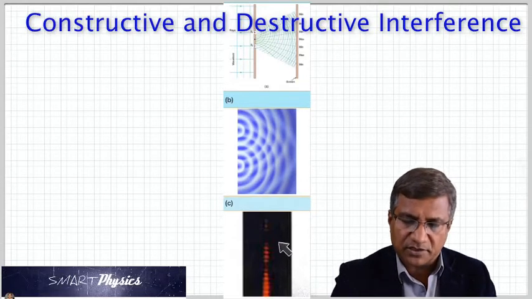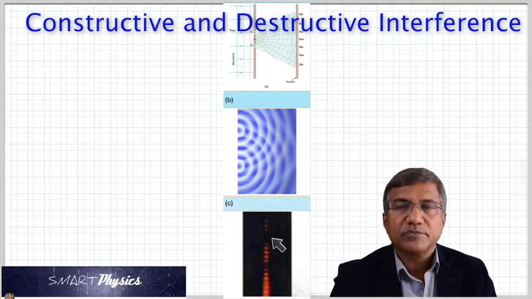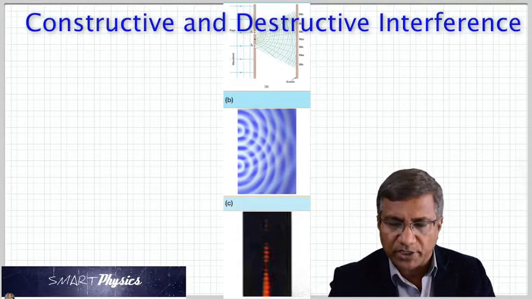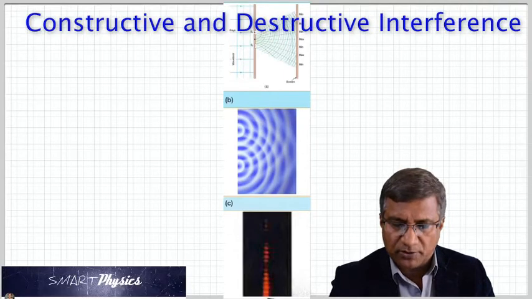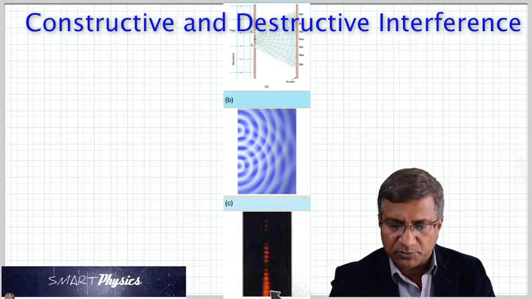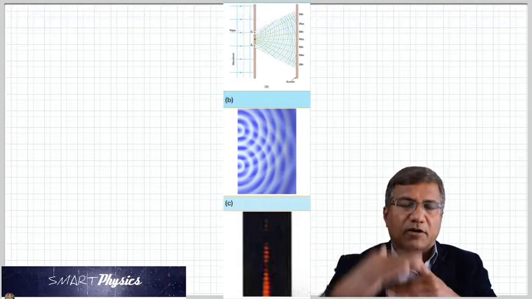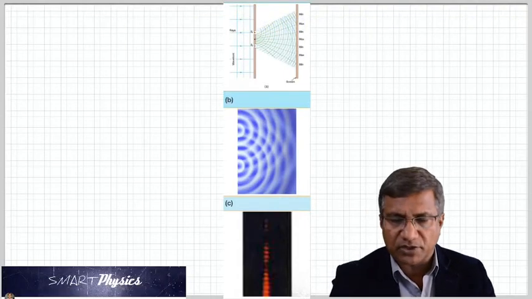In fact, this is the type of image that you get on a screen. See the central bright one, and then, if you look carefully, you see a dark patch, and then next bright, again dark, next bright. So this is one side of the screen. Only one half of the screen is shown here.